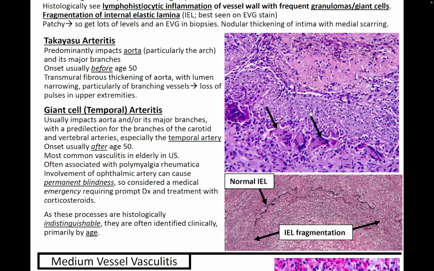And here's what the histology may look like, some of that granulomatous type inflammation and destruction of the internal elastic lamina, as shown here. So here we have it intact, and here we have that internal elastic lamina fragmented, which would be demonstrated on an EVG IHC.